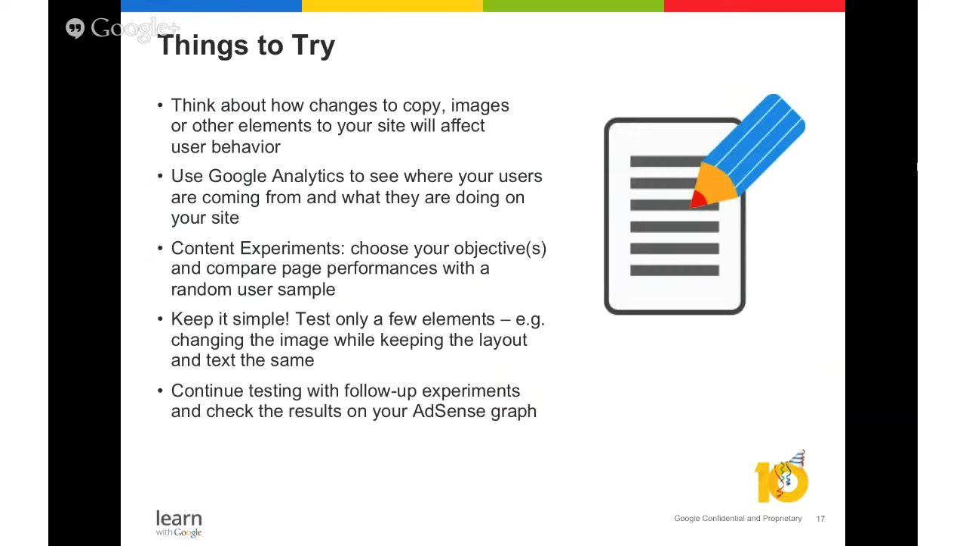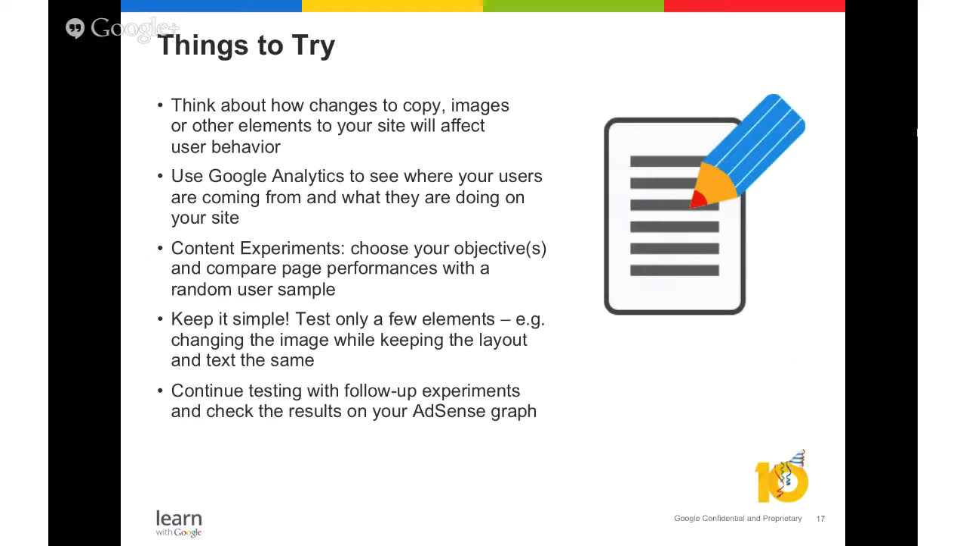Use Google Analytics to understand where your users are coming from and entering your site when you're trying to understand your users and when you're trying to figure out what to test. Use content experiments to choose your objectives, to automatically split traffic between different variations, and to measure against your already defined Google Analytics goals. And keep it simple. Don't go crazy. Just test a few different elements to see how changing one or two elements affects your desired action.